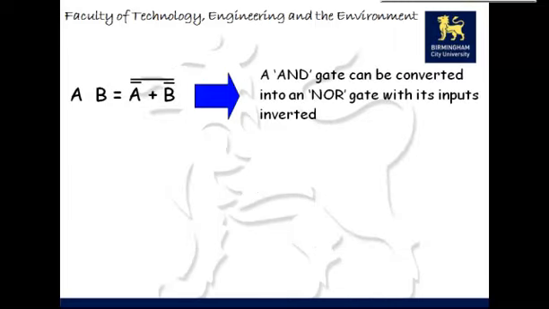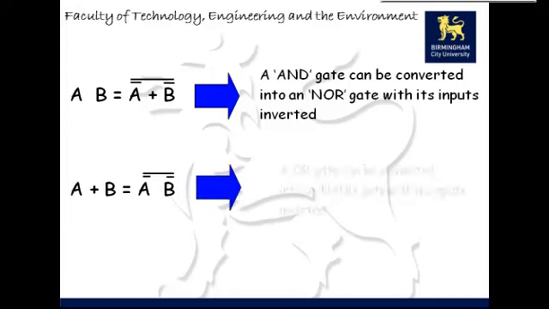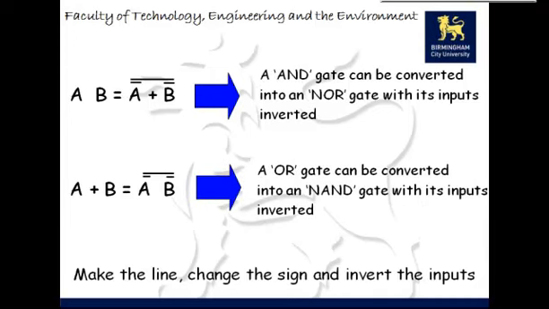Right, there is another version of De Morgan's theorem which works on uncomplemented expressions. For example, the expression on the left is a 2-input AND gate. Now that is actually equivalent to a 2-input NOR gate with its inputs inverted. Also, a 2-input OR gate is equivalent to a 2-input NAND gate with its inputs inverted. Now, this hasn't got the same ring about it as the previous one did, break the line, change the sign. This one is make the line, so extend a line over the variables, change the sign, and or or, and invert the inputs.